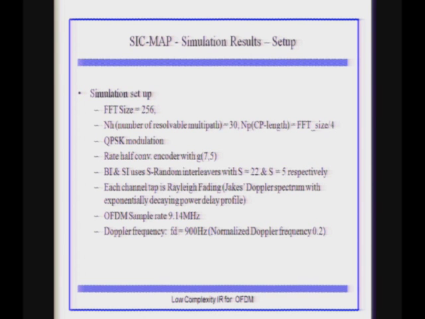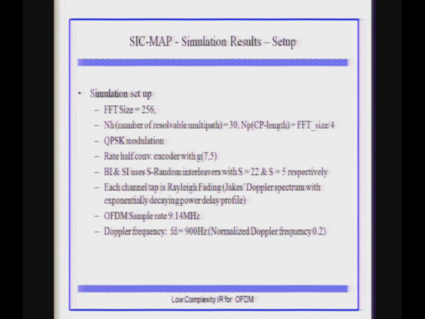Okay. Now coming back to the interleave. That is the scheme, and we now know the other competing schemes. The idea is to compare the results of our scheme with the other 2 schemes. Now this is the simulation setup. Again, the FFT size is 256. The number of resolvable multipath components is 30, and the cyclic prefix length is 64.